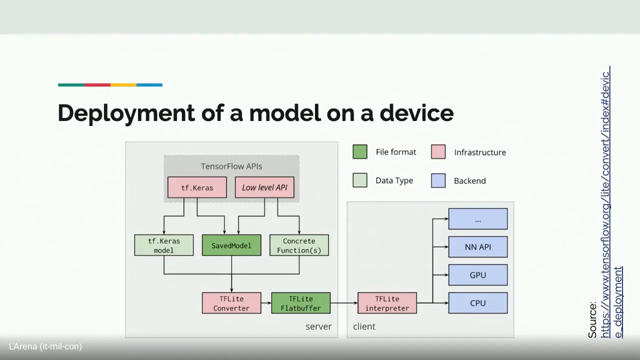Then this converter creates something called a flat buffer, which is simply something that you don't need to parse when you load. It's simply the bits one after the other. You copy it on the client, your client. On this client, you have an interpreter that runs it, and then you can actually use it. That's all there is to it. So Keras, save the model, convert it, copy it on the client, run it with the interpreter. That's the main workflow when you want to use TensorFlow Lite.